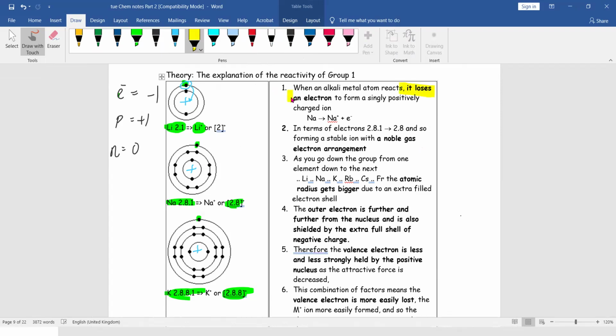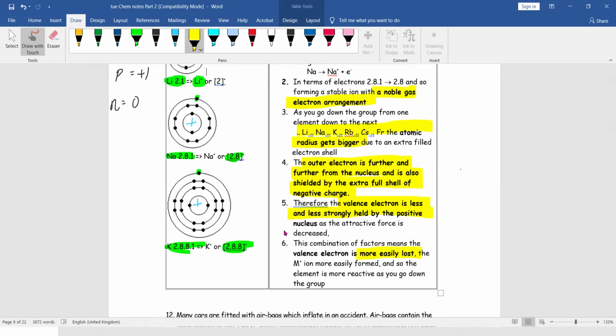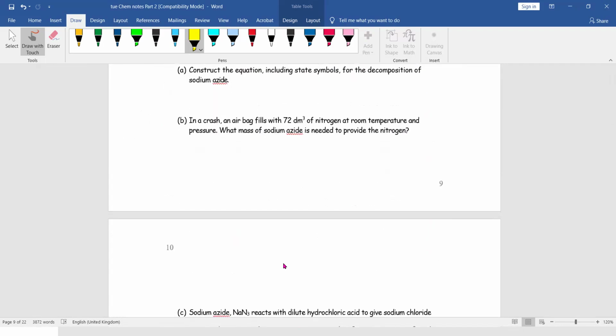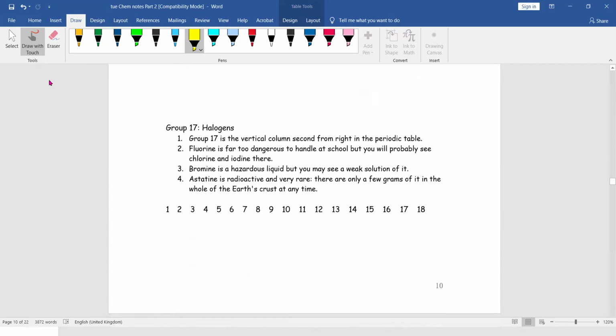It loses an electron to form a noble gas or just full outer shell. As you go down, the atomic radius gets bigger. So the outer shell is further and further from the nucleus, and it's also shielded by extra negative electrons. So the valence electron is less and less strongly held. So it's easily lost. Can you understand? So this is how you explain why it is more and more reactive going down group 1. Okay, so now we're going to talk about group 17.